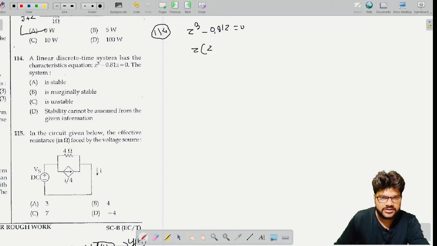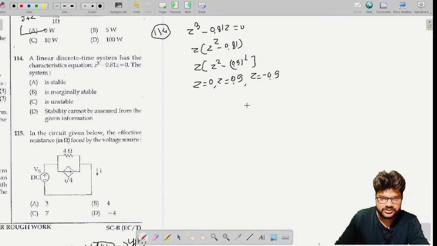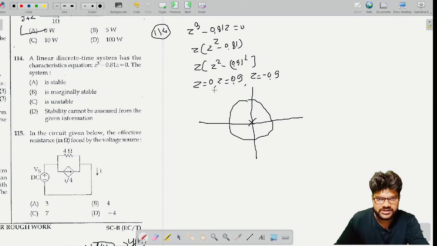If I take z common, this is z into z square minus 0.81, so z into z square minus 0.9 square. So the roots are going to be z equals 0, z equals 0.9, and z equals minus 0.9. In the z transform, one pole is at z equals 0, another is at 0.9, and this is minus 0.9.